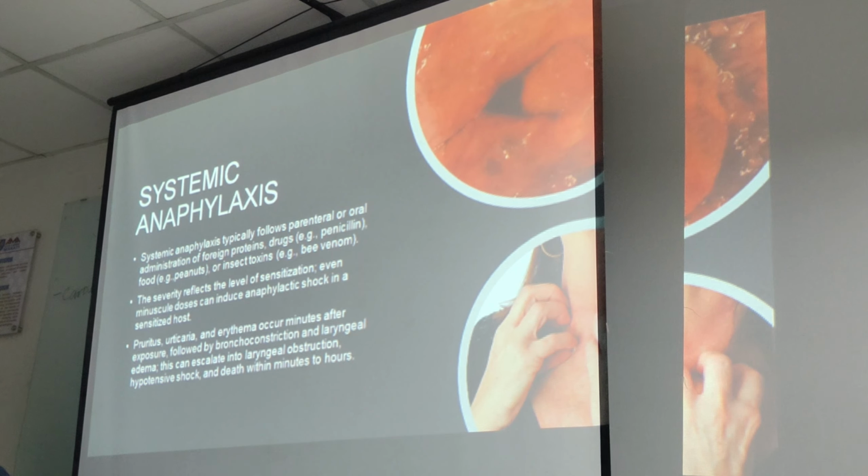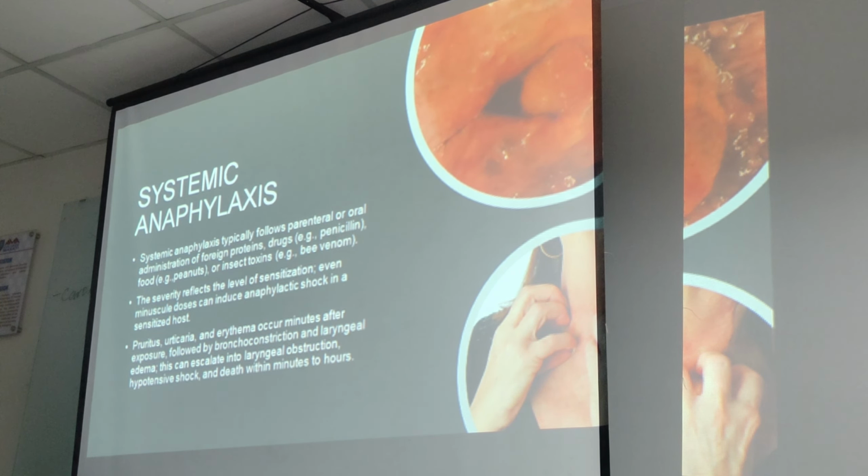So let's discuss examples of type 1 hypersensitivity. The first example is systemic anaphylaxis. Systemic anaphylaxis typically follows, let's say, conditions where we're given drugs or foreign proteins, toxins even, or even just food like peanut allergies. So the severity reflects the levels of sensitization. Even a minuscule dose can induce anaphylactic shock in a sensitized host.